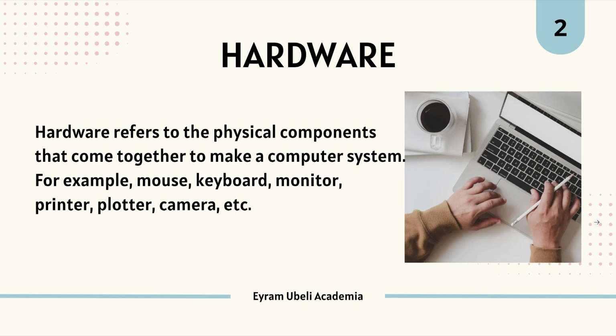What is hardware? Hardware refers to the physical components that come together to make a computer system. For example, mouse, keyboard, monitor, printer, plotter, camera, etc. So basically, hardware is the things we can see. Hardware is the physical components. We can see a mouse, we can feel a mouse, so it is a hardware device. The physical components that come together to make a computer system, we term them as hardware.